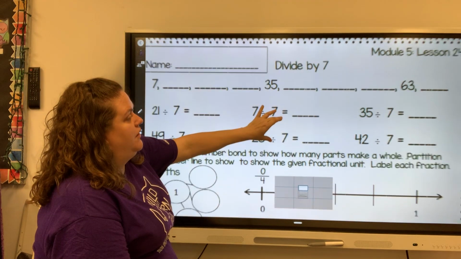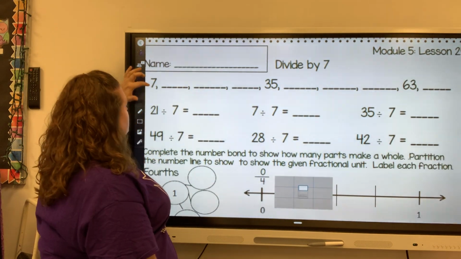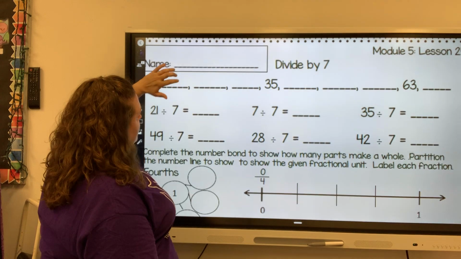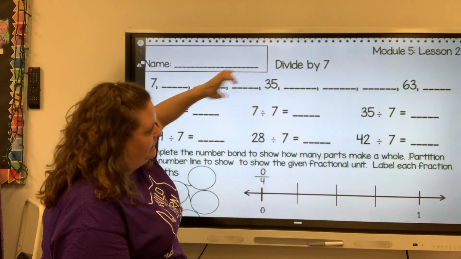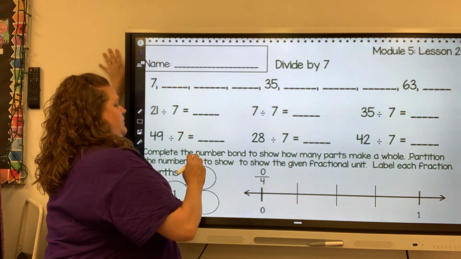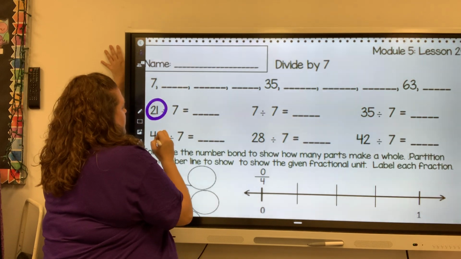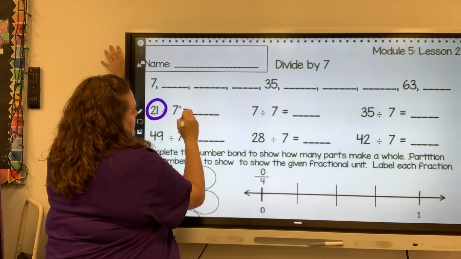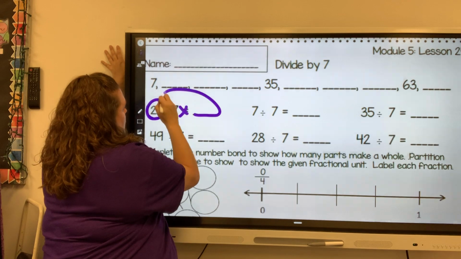So they're going to have you count on a number line across from 7. So this is 7 times 1, 7 times 2, 7 times 3, 7 times 4, 7 times 5, and so on and so forth. When you're doing division, you're dealing with the whole number. And this 7 is 7 times what will give you that whole number.